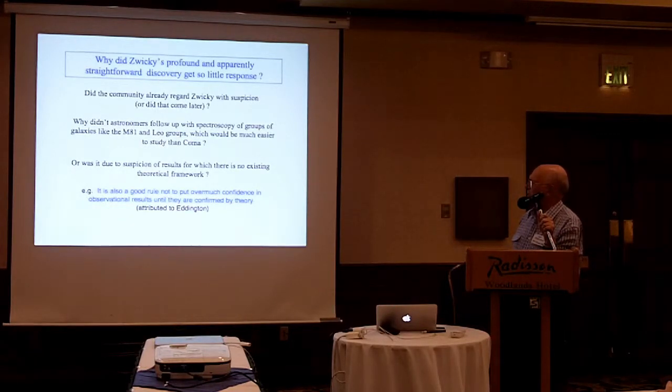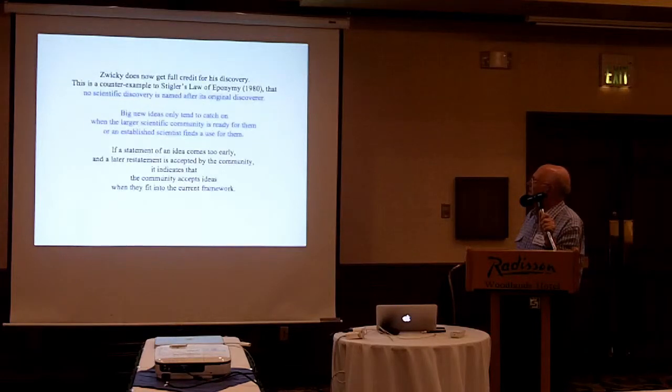I suspect this is a big part of it. It will just come up again several times in the talk. For example, Eddington's quote that it's also a good rule not to put overmuch confidence in observational results until they're confirmed by theory. This is the overweening arrogance of theoreticians that we still face. Okay, well, Twicky now does get full credit for his discovery. It's a counterexample to Stigler's law of eponymy, that no scientific discovery is named after its original discoverer.